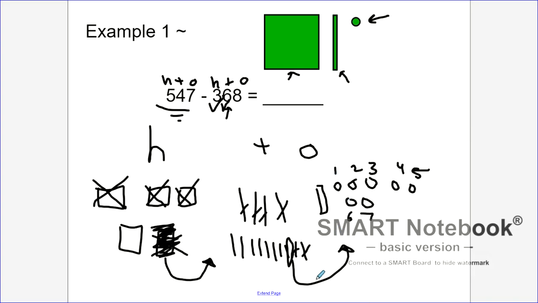Well, that's still a little bit tricky to do, so I'm going to change my tens into ones. So I go 1, 2, 3, 4, 5, 6, 7, 8, 9, 10. Now I have definitely more than 8 ones. All I have to do is cross it out. 1, 2, 3, 4, 5, 6, 7, 8.